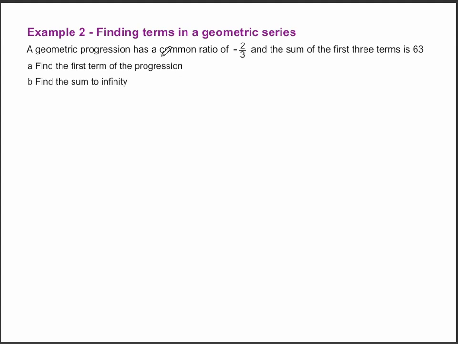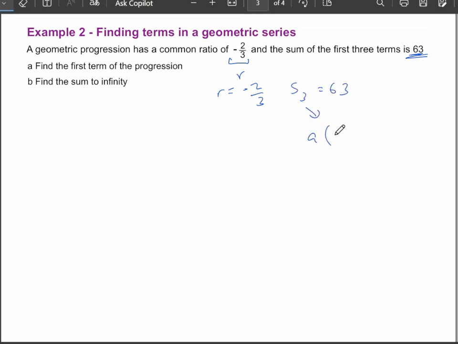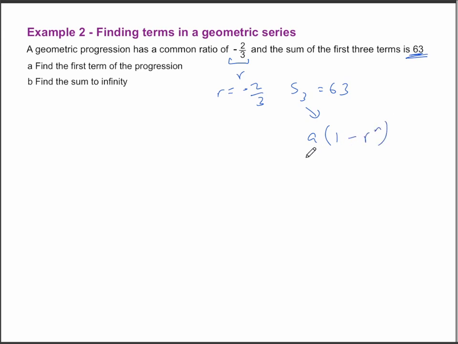Next, a geometric progression has a common ratio of -2/3, so this is your r, and the sum of the first 3 terms is 63. Find the first term of the progression. We know that r is -2/3, and we know that S3 is 63. S3 is also written as a(1 - r^n) over 1 - r, where r is -2/3 and n is 3, the first 3 terms, and this will be equal to 63.